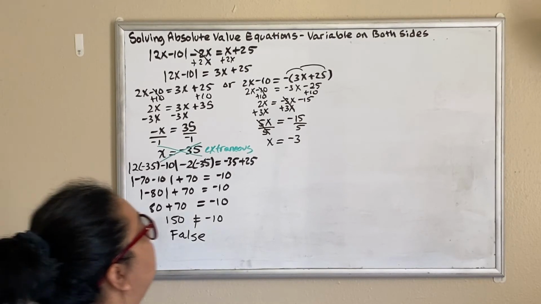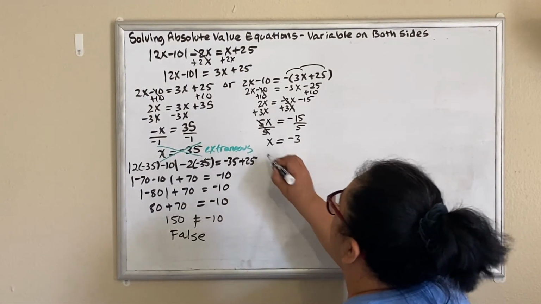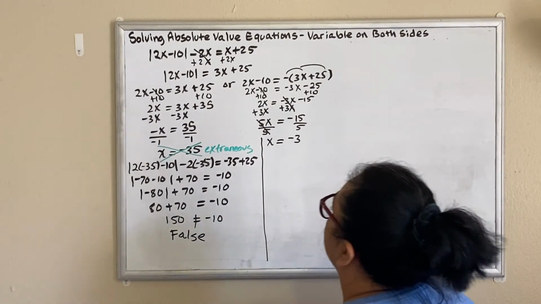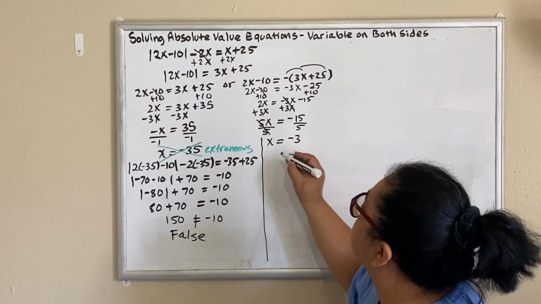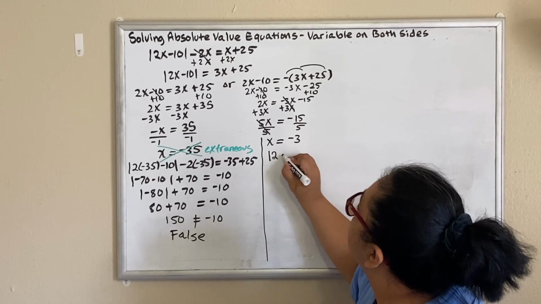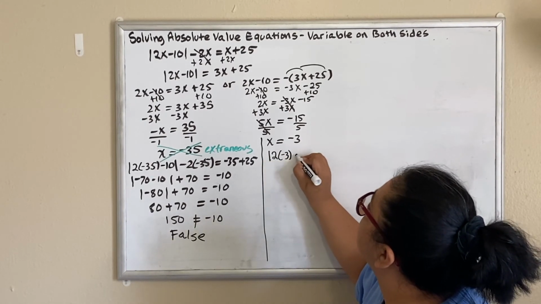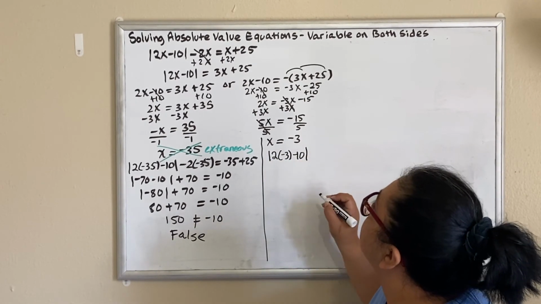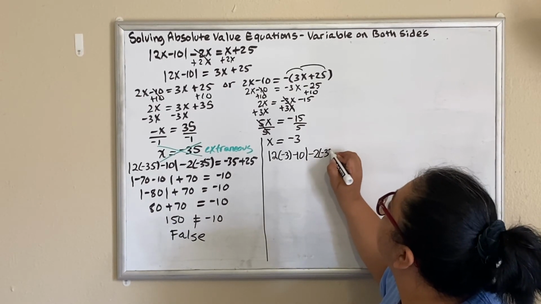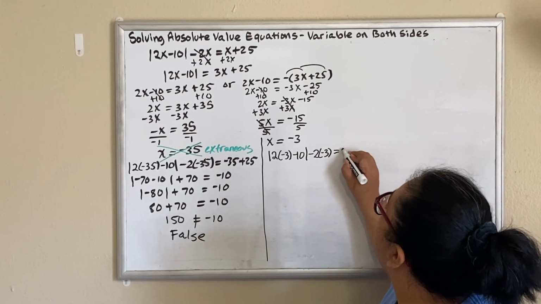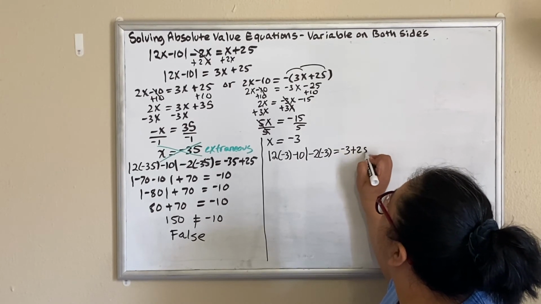So we're going to check -3. So let me put a line here so we can organize this. And we're going to plug -3 into our original equation. So we're going to say the absolute value of 2 times -3 minus 10, close the absolute value, minus 2x, x is going to be -3, equals x plus 25, so -3 plus 25.